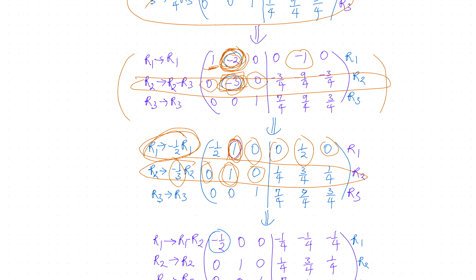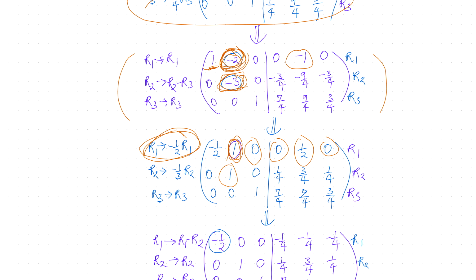Let me remove those red lines so you can see those. Yeah. So minus 1 over 3 times minus 3 over 4. That's minus 3 over 4 times minus 1 over 3. So this cancels out. Minus times minus is plus, and you have 1 over 4, like that. That's why this is 1 over 4. Minus 1 over 3 times minus 9 over 4, that's 3 over 4. Minus 1 over 3 times minus 3 over 4, that's 1 over 4.